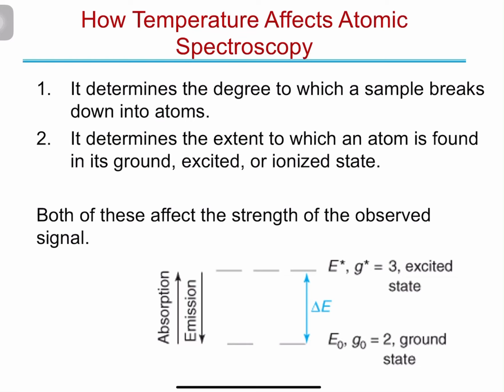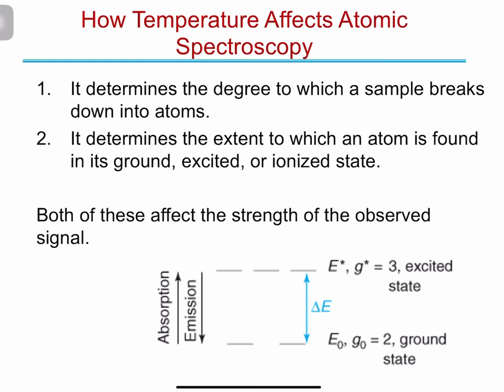The temperature will determine the degree to which the sample will break down into atoms, and it also determines the extent to which an atom is found in its ground state, excited state, or ionized state. First, we need the element in its atomic form, as atoms. This is the first thing. And we also need only the ones in the excited state.